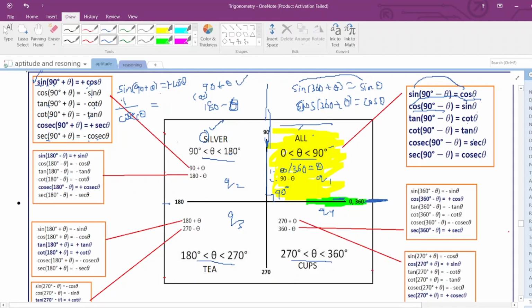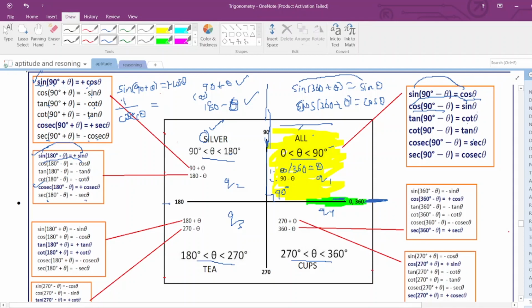Now we have talked about 90 plus theta. Now I am moving to 180 minus theta, the same quadrant. 180 minus theta also has only sine and cosecant positive. But for 180, the opposite does not change: sine stays sine, cos stays cos, tan stays tan, cosecant stays cosecant, secant stays secant.